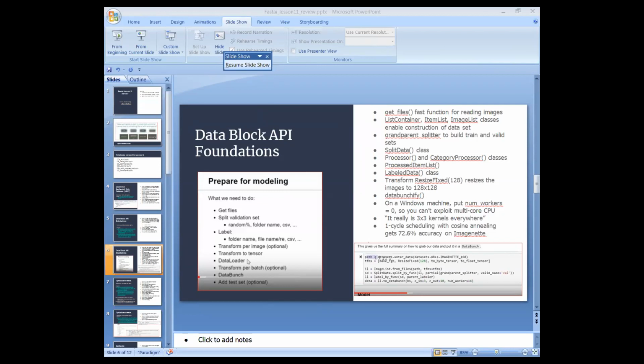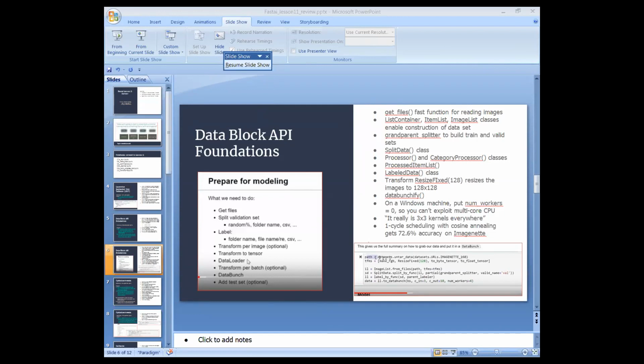So at the bottom right of this slide, I have the series of commands that you use in this API to get your data and put it in a data bunch, and then it's all ready for modeling. There are just like 6 lines there, and the last step is the data bunch step. And this is the place where I have to change. You see where it says num_workers equals 4.